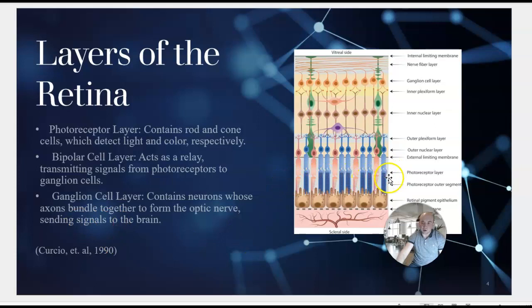So as you can see, here's your photoreceptor layer right in here. You have your bipolar cell layer in here, and then you have your ganglionic cell layer right in here.